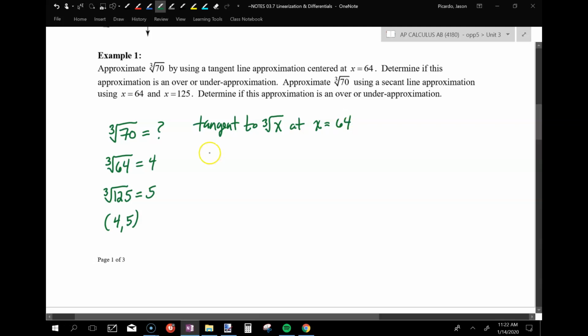All right, so what is my equation? My equation is the cube root of x. Guys, same as what? Okay, what's my derivative? 1/3 x to the negative 2/3. How could I rewrite that? 1/3 times the cube root of x squared. Good, there's my derivative.